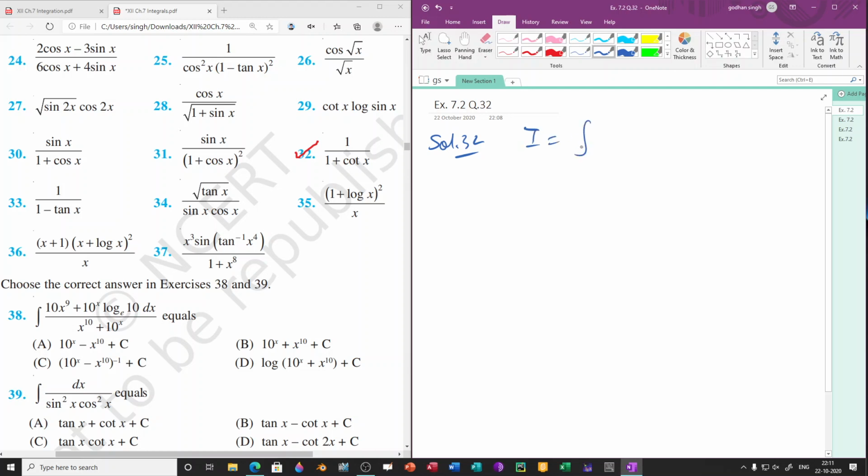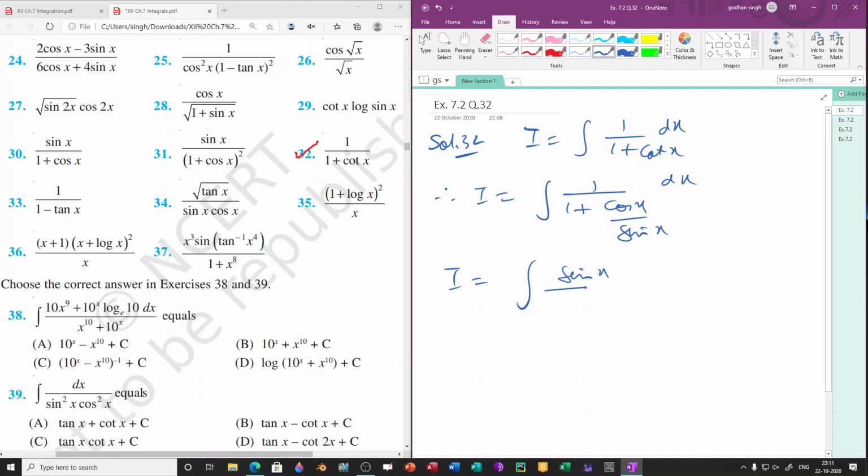I equal to integration of 1 by 1 plus cot x dx. So the first step, we'll write cot x in terms of cos and sine. Therefore I equal to integration of 1 over 1 plus cos x by sin x dx, and this can be written as I equal to sin x over sin x plus cos x, and here of course we have dx.